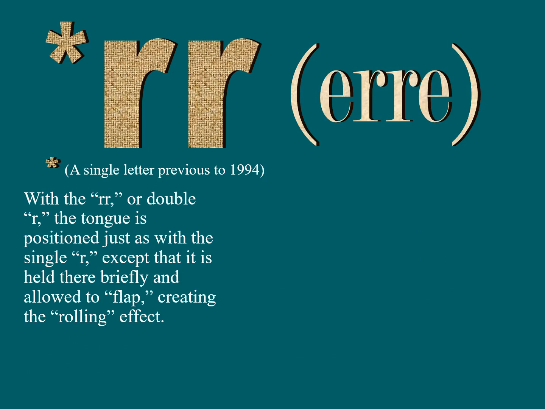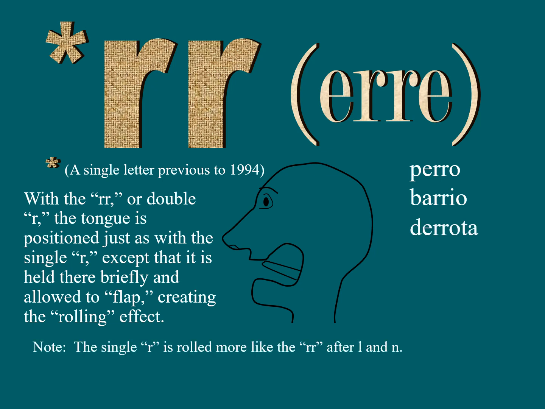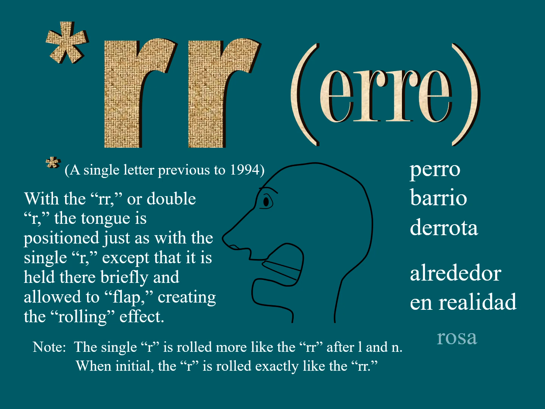The double R. So the tongue is positioned just as with the single R, except that it is held there briefly and allowed to flap, creating the rolling effect. So, perro, barrio, derrota, alrededor, en realidad, rosa, rubio.